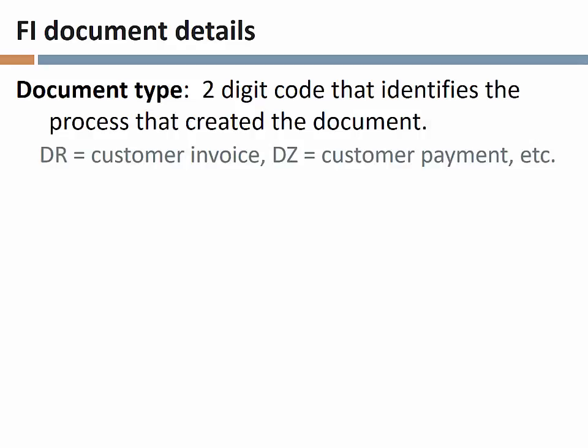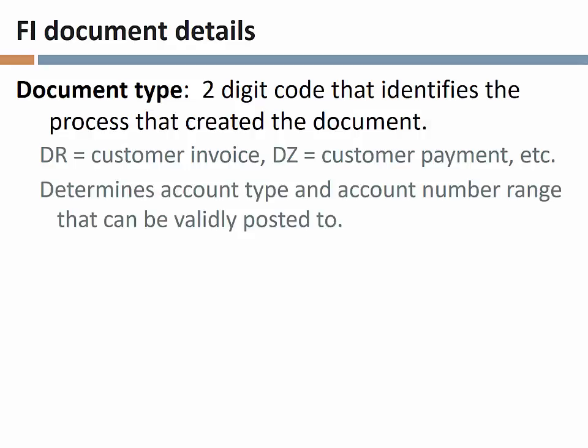So for example, DR, those are all customer invoicing related financial accounting documents. DZ are customer payment related documents. These things come in very handy when you suspect there has been an error or a misposting and you need to go back and find these things.